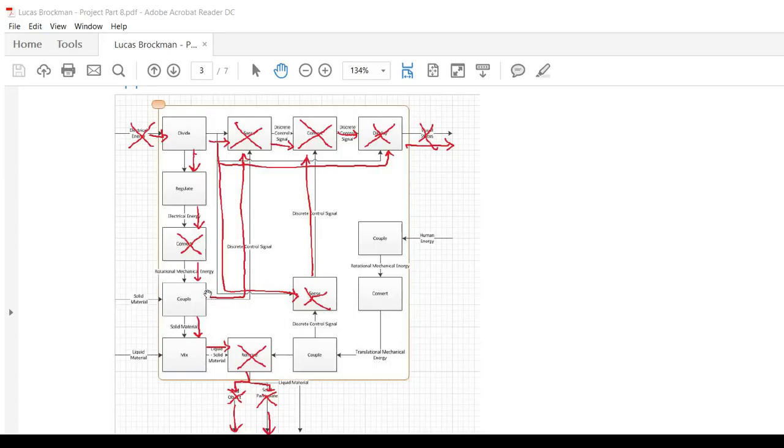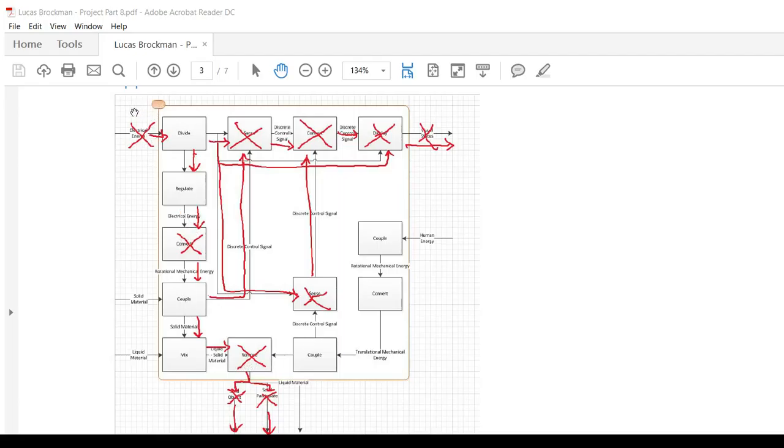And finally, it goes into the remove section. This is the actual cutting, and that will fail because the spindle is not spinning, and therefore it can't cut, and bad things happen. So these outputs here are also failed because they will not be produced. However, the liquid material will likely still be there and be causing a mess. So that output is still fine.